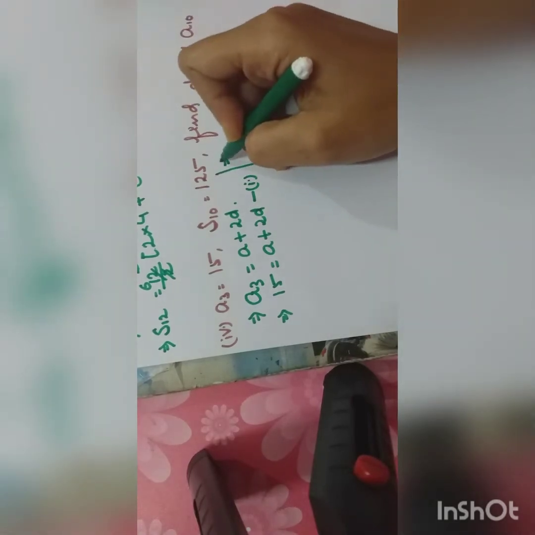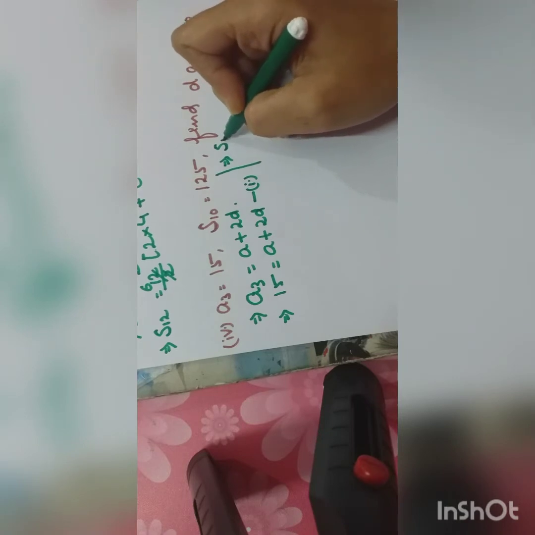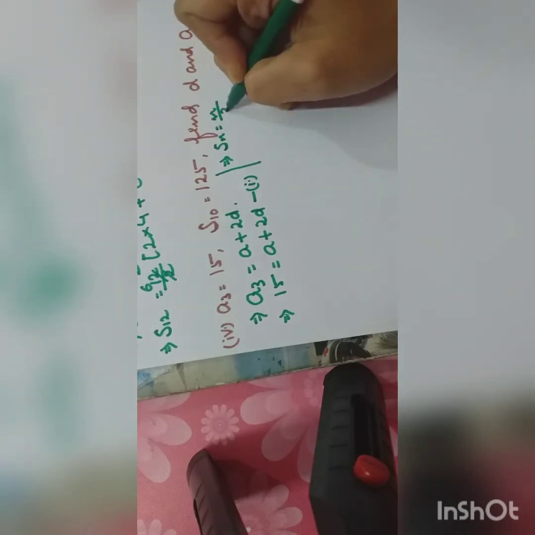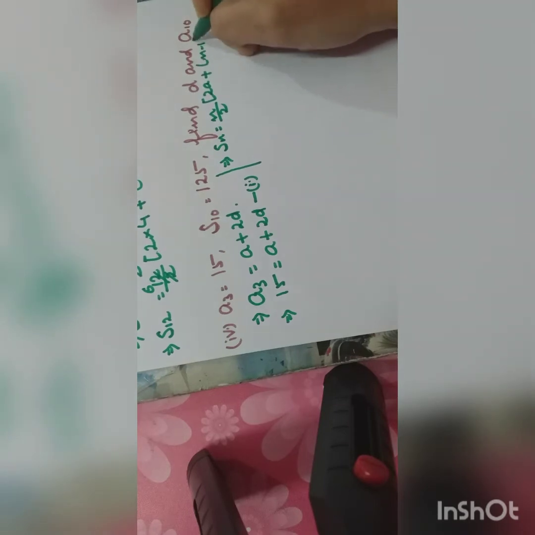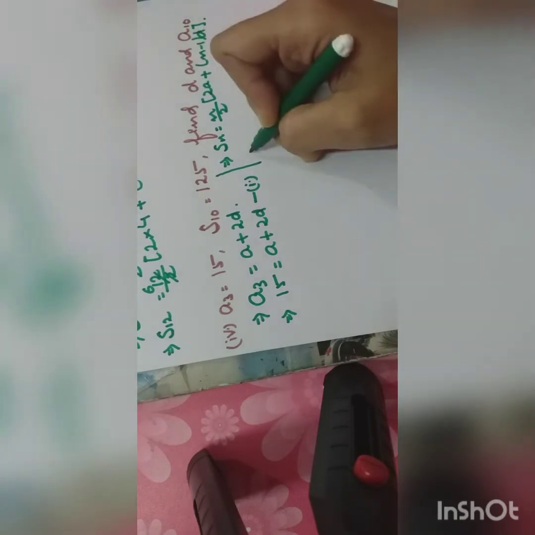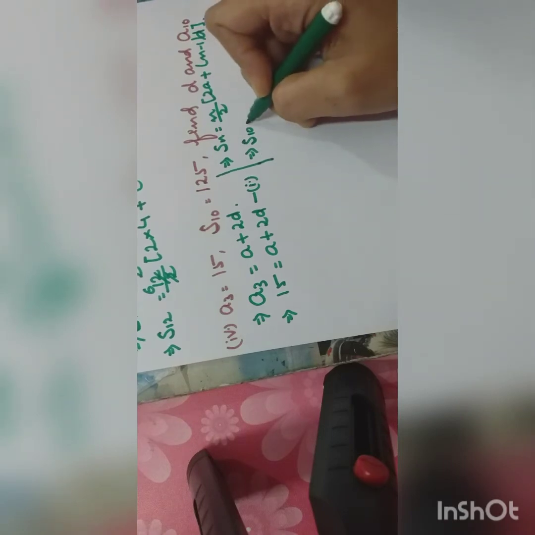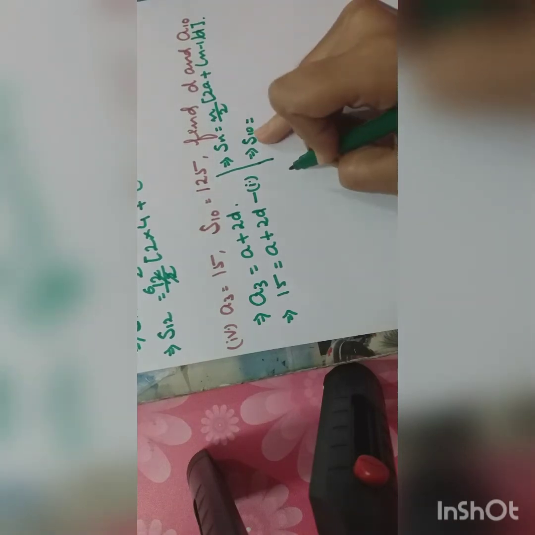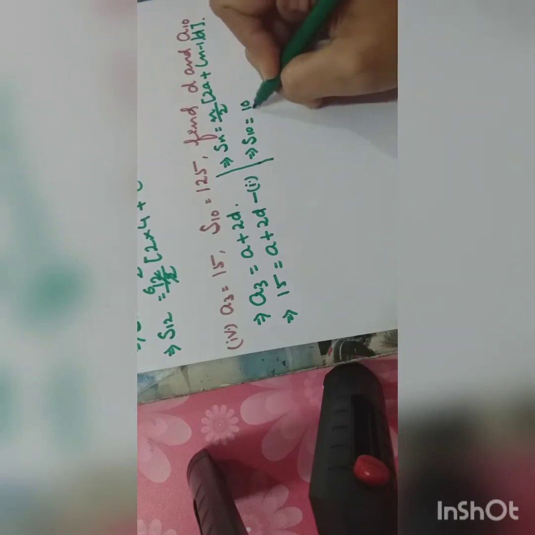Now I am going to use the second given condition, that is Sn. So what is the Sn formula? Sn equals n by 2 into 2A plus n minus 1 into D. Since S10 is given to me, that is, the sum of the first 10 terms of the AP is given, what is the value of n here? The n value is 10. So in place of n I am putting 10.